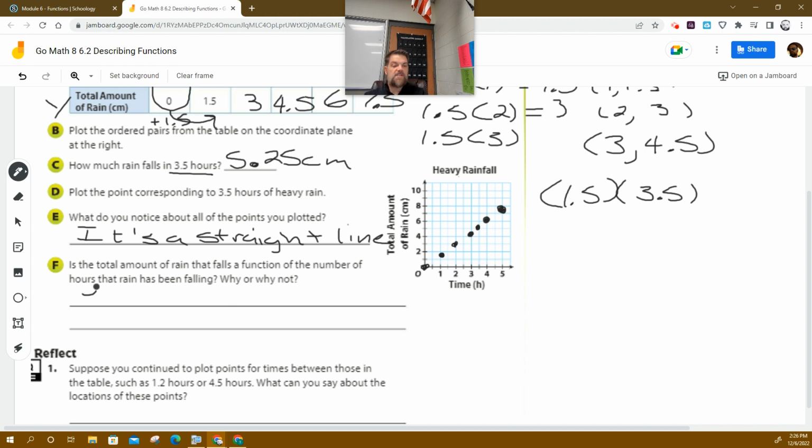The answer is yes. Why? Well, there's lots of things you could say. You could say the points pass the vertical line test.